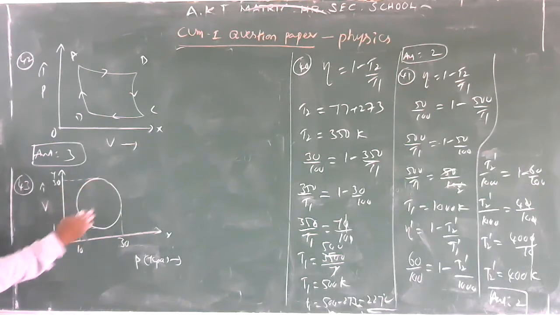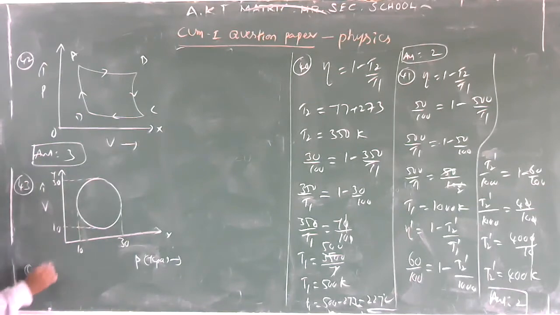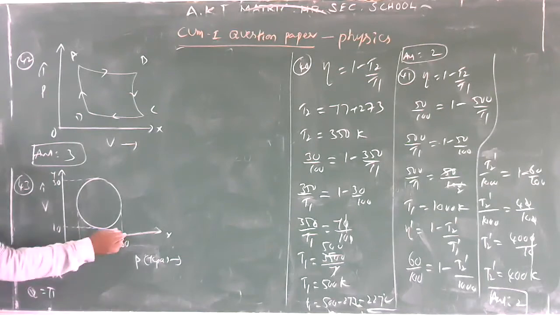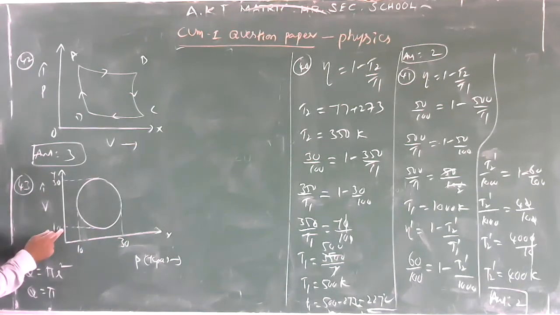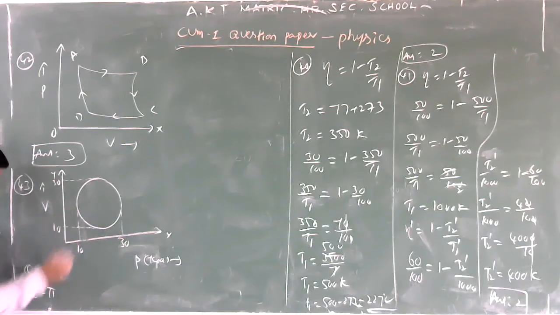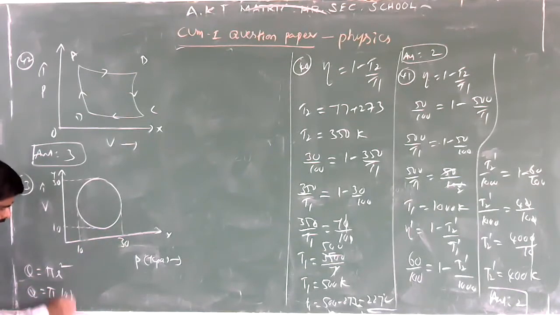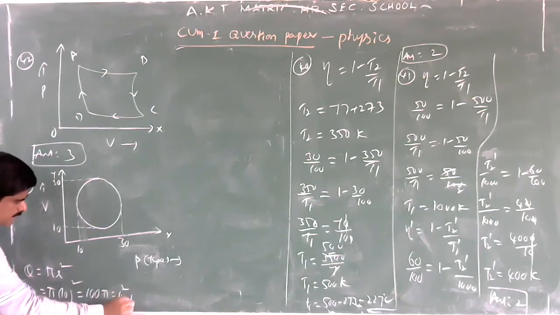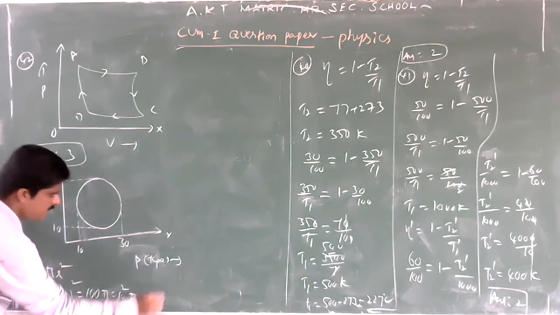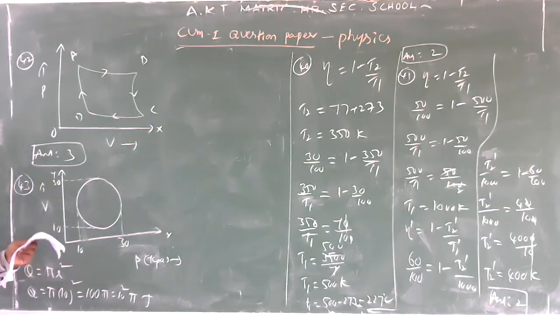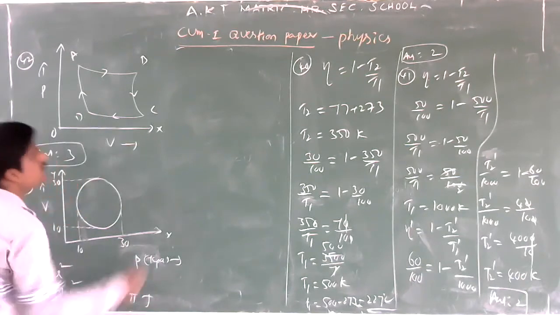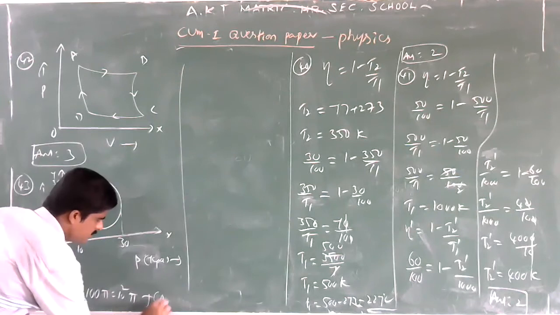The PV diagram is in the form of a circle. What is the area of a circle? Pi r square. Therefore, the heat energy absorbed Q is equal to pi r square. What is the radius here? The diameter is 30 minus 10, which is 20. Here also 30 minus 10 is 20. So the diameter is 20, and the radius is 20 by 2. So for 43, the third option is correct.